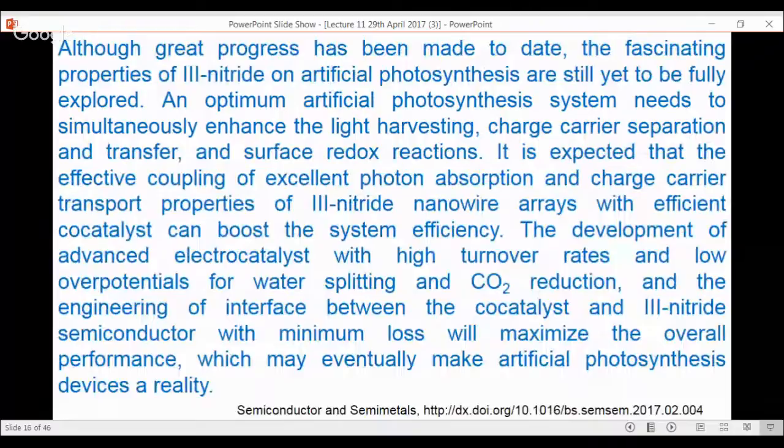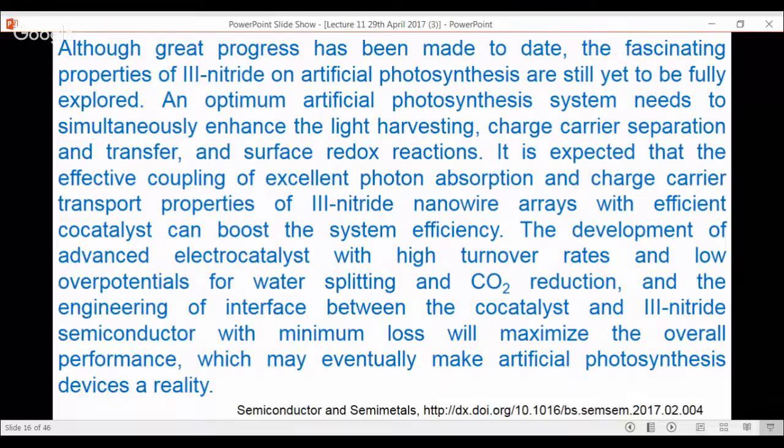Although great progress has been made to date, the fascinating properties of 3-5 materials, okay, 3 is gallium nitride, gallium is 3, nitrogen is 5, on artificial photosynthesis are still yet to be fully explored. An optimum artificial photosynthesis system needs to simultaneously enhance the light harvesting, charge carrier separation and transfer, and surface redox reactions. It is expected that the effective coupling of excellent photon absorption and charge carrier transfer properties of the 3-5 nanowire arrays with efficient co-catalysts can boost the system efficiency.